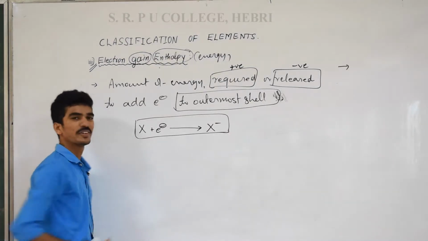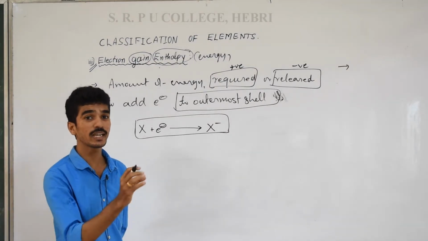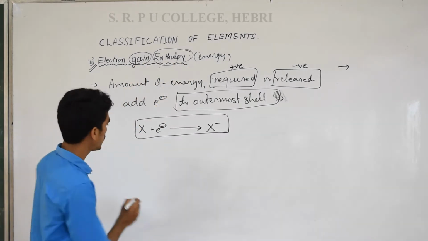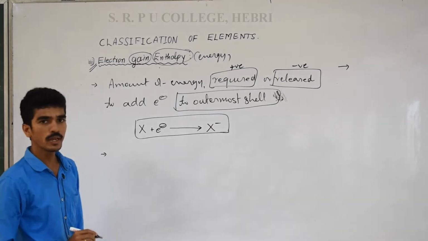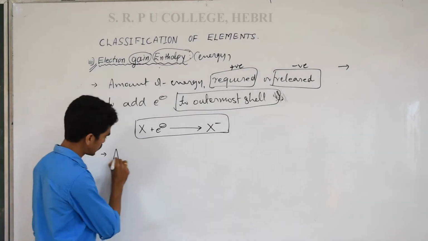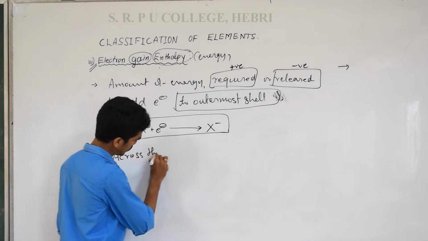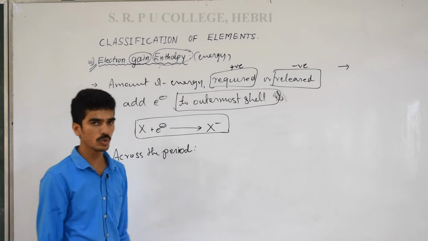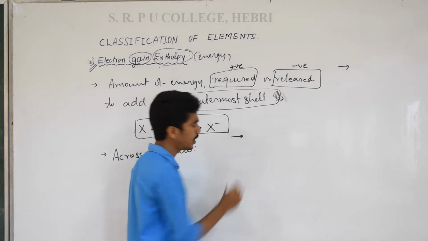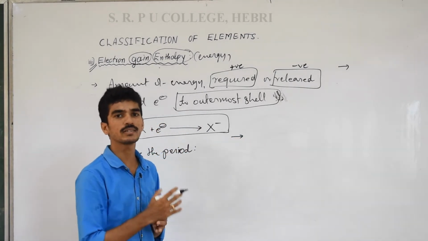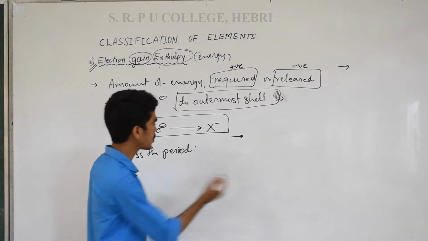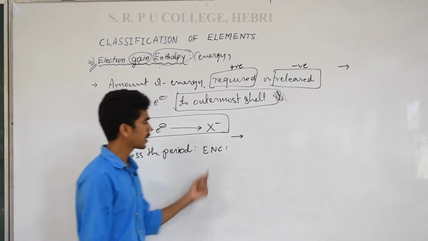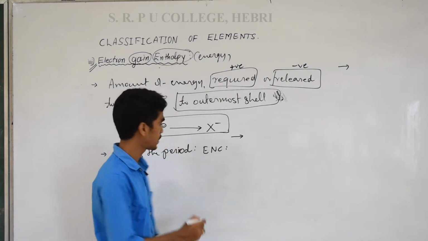We'll move to the physical trends, variation in this gain enthalpy, how it varies in the periodic table. And I will go for across the period. Across the period how it varies. And you know the concept across the period. What about effective nuclear charge and atomic radius? So across the period effective nuclear charge, ENC, increases or decreases across the period in the sense what?